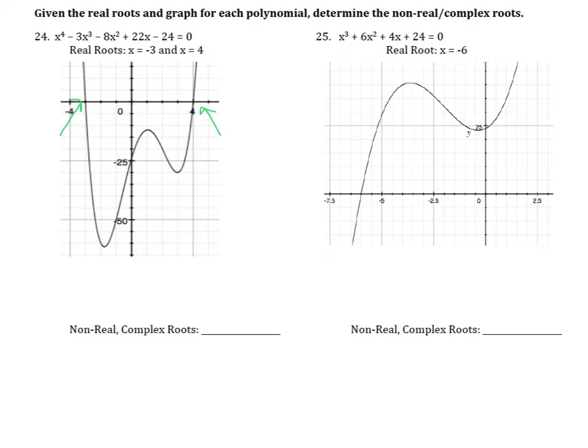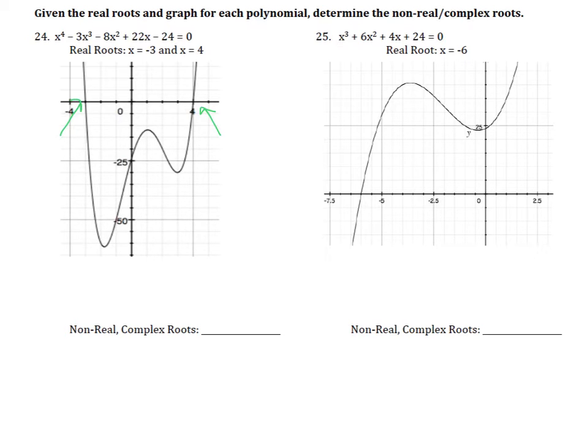So, in order to figure out the remaining roots, we want to think of a couple of things. One, because number 24 is a quartic function, meaning it is degree 4, we know from the fundamental theorem of algebra that there are in fact 4 zeros. We know 2, we need to find 2. In order to find those 2, what we want to do is divide out those factors associated with the zeros we know to find the remaining quadratic that we can solve for the remaining zeros.